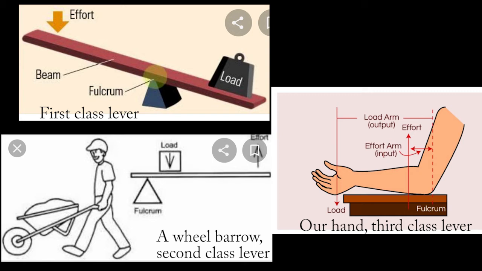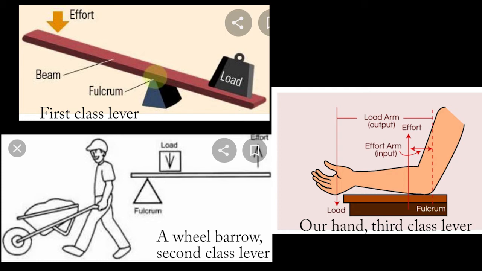I repeat once again, the examples of first class lever are scissors, claw hammer, weighing balance, etc. Number 2, second class lever. Here, the resistance lies in between the rest of two, that means the effort and fulcrum. Say for example, bottle opener, nutcracker, wheelbarrow, etc.